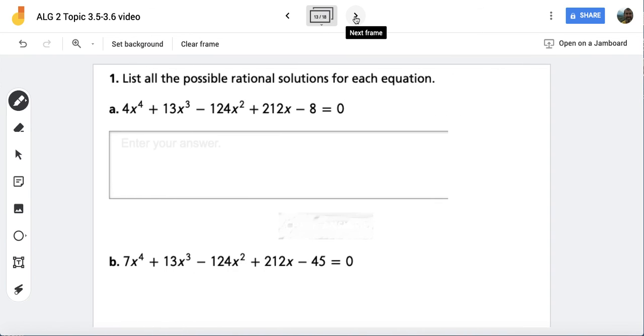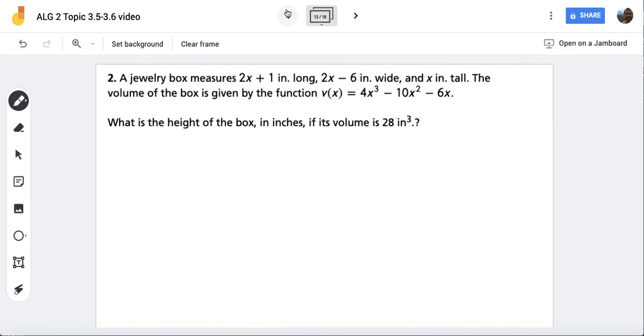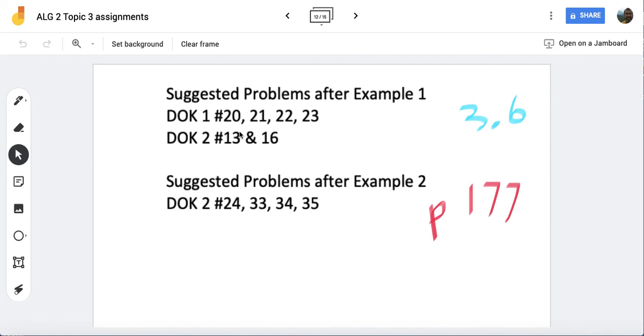Your teacher can assign you, I'm in the wrong file, hold on. Here we go. 20, 21, 22, 23, 13, and 16.